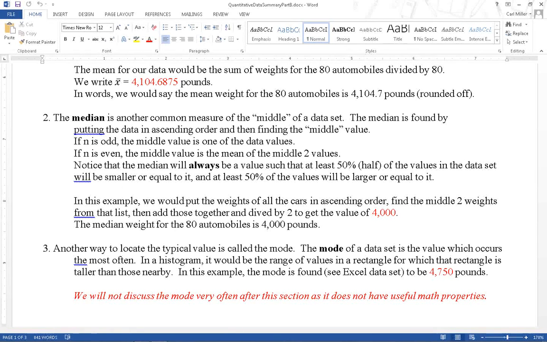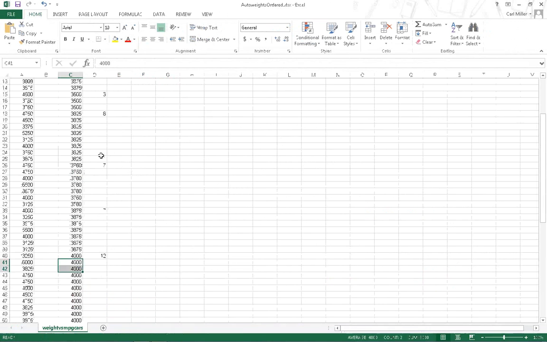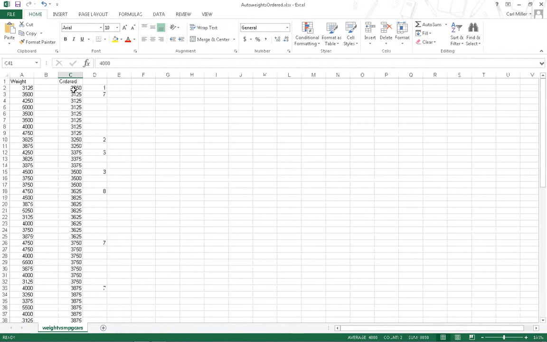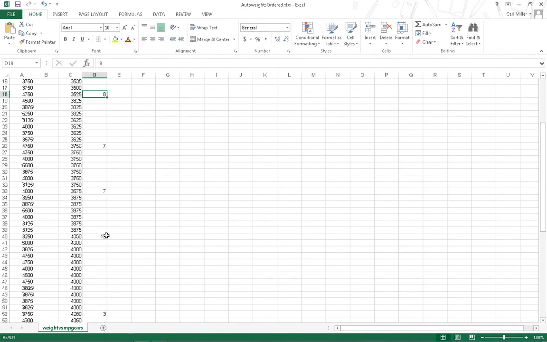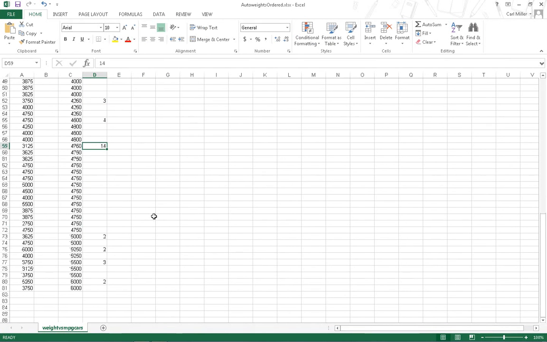Okay, so I'm going to go back to Excel again. And this column D actually counts how many times each number occurred. So 2,750 occurred once. 3,125 occurred 7 times. So if you go down and look, there's an 8, there's a 12, but then down here there's a 14. And 14 actually turns out to be the most common. So there were 14 observations of 4,750. So we would actually say the mode is 4,750 pounds.